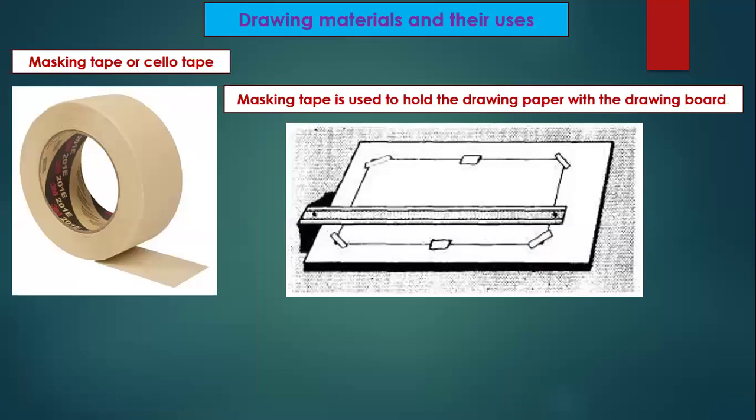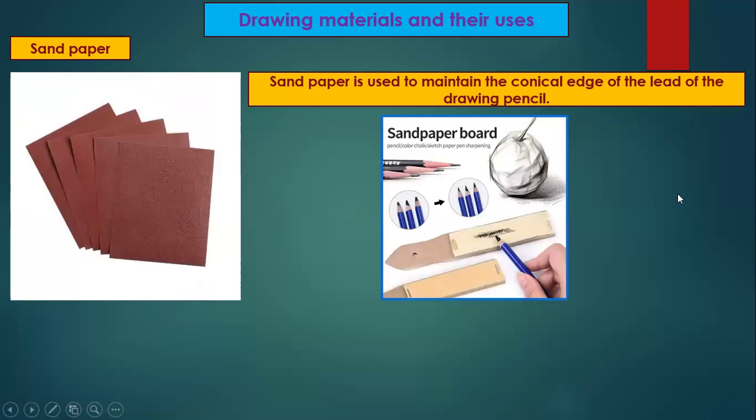Then let's look at the next one. We have masking tape or sellotape. This is masking tape. And masking tape is used to hold the drawing paper with the drawing board. This is paper on the drawing board taped, or we use masking tape to hold it onto the surface of the drawing board. The next one, we have sandpaper. Sandpaper is used to maintain the conical edge of the lead of the drawing pencil. So this is what we call sandpaper, and it is being used here on the sandpaper board.